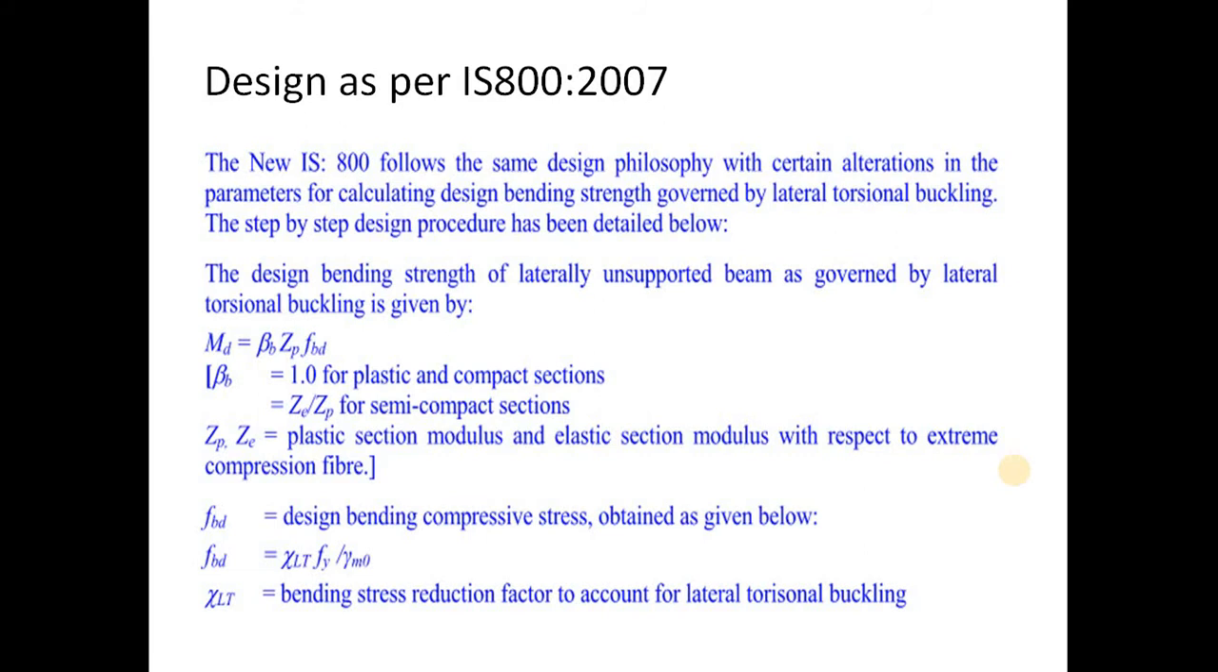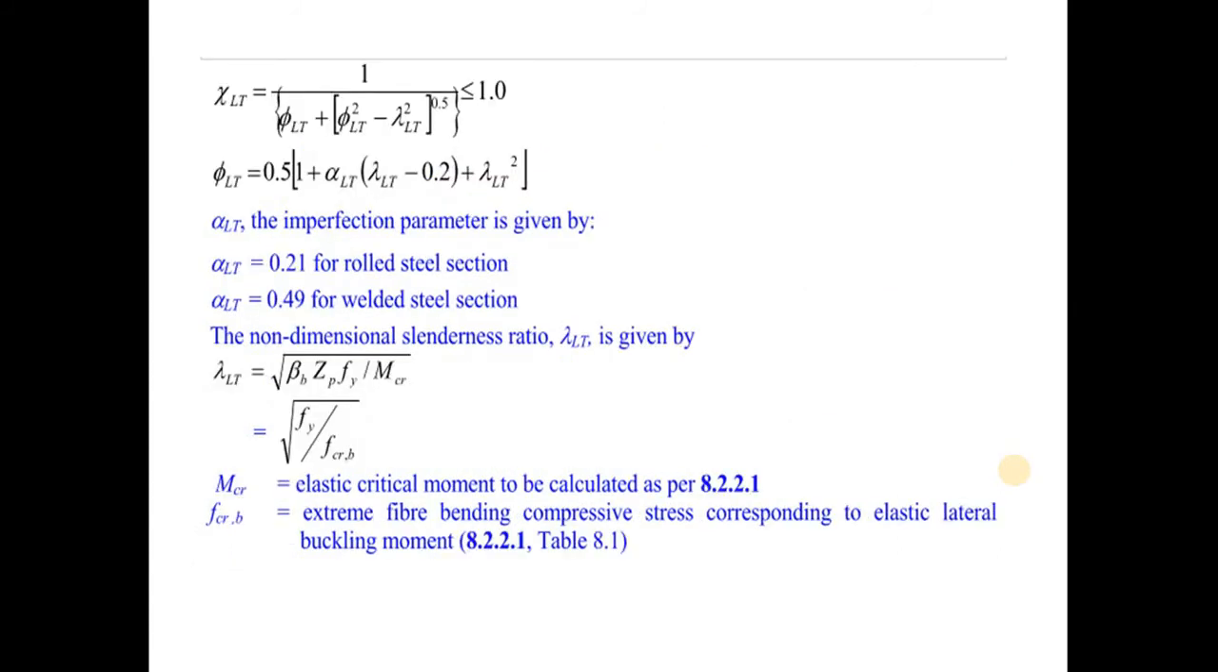You can find that beta b easily. Zp represents the plastic section modulus and Ze represents the elastic section modulus. fbd is the design bending compressive stress obtained as given below. fbd is chi LT fy divided by gamma m0. fy is the yield strength of the steel and gamma m0 is the partial safety factor. And how to find that chi LT, this is the formula. This is all given in IS 800-2007 under clause 8.2.2.1.